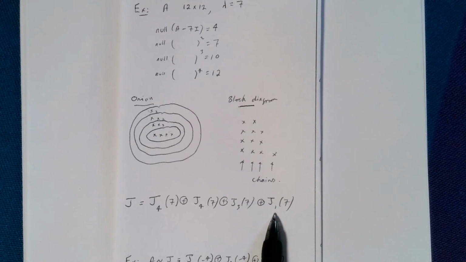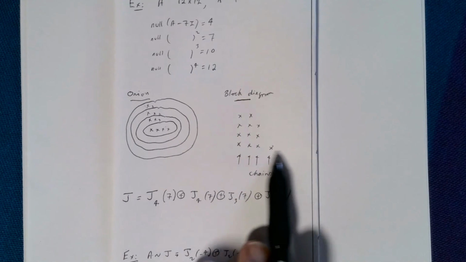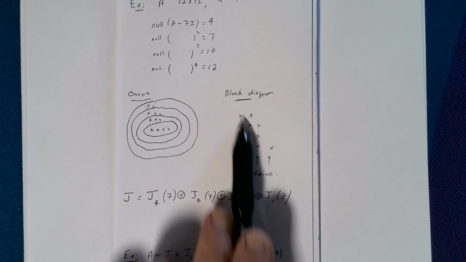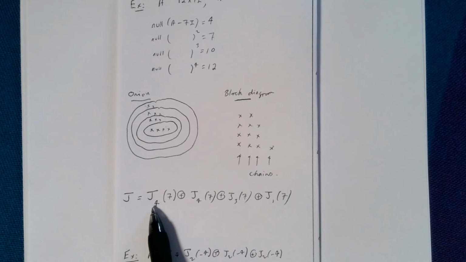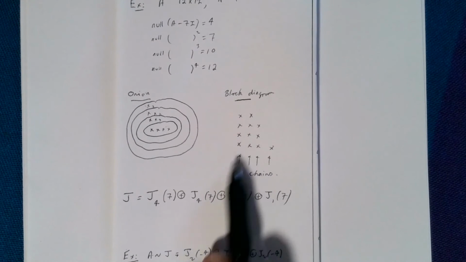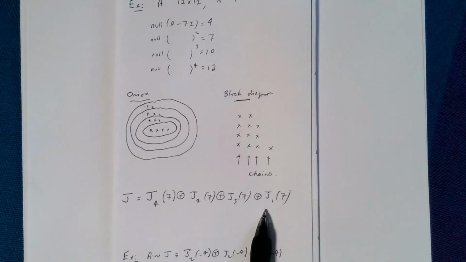So that gets me the Jordan form of the matrix, or you can get it from the block diagram, and that is, once we've looked at the dimensions here, we look in this direction to get the chains. So a chain of length 4 corresponding to this one, chain of length 4, chain of length 3, chain of length 1, and there's the Jordan form of the matrix.